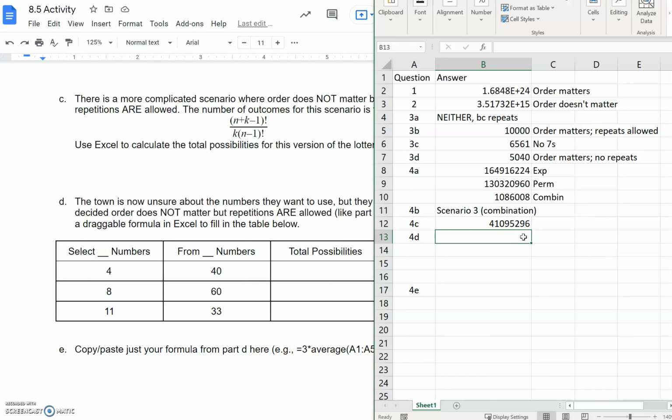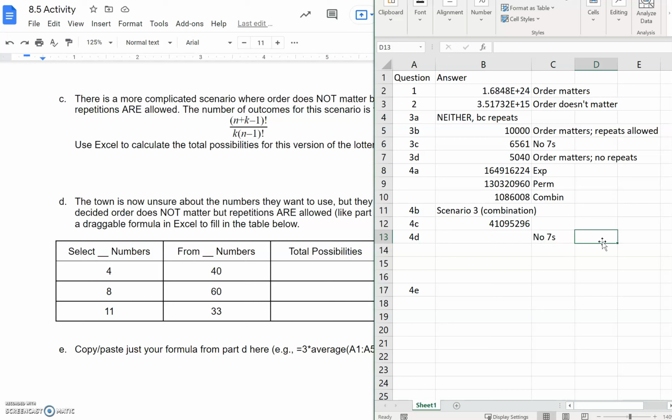The other thing, though, that we could have done is we could have said, well, I looked ahead a little bit. I see in part D, I'm supposed to come up with some sort of draggable formula, where if I change the number that I want to select and the number that I'm selecting from, I can just quickly get an answer on that. So the alternative is, instead of going in with these specific numbers, reference some sort of column for n and some sort of column for k.